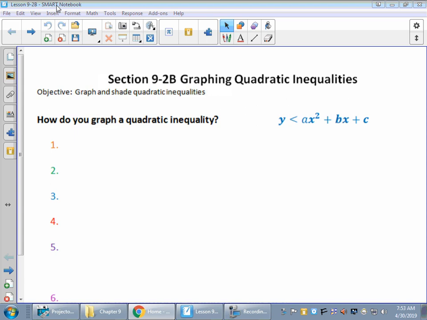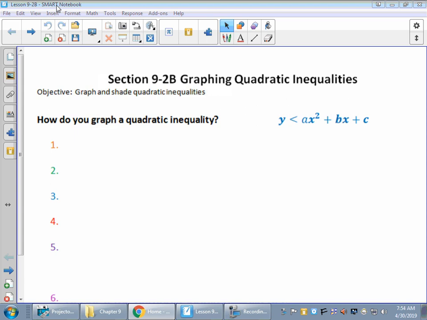Okay, we are in section 9.2b, graphing quadratic inequalities. This is going to be a lot like graphing regular quadratic equations, again with just a couple slight differences. Remember when we graphed linear inequalities, we had to use a dotted or a solid line based on whether it was greater than or less than, or greater than or equal to, less than or equal to. And then we had to shade on one side using the test point. So everything's the same as back in 9.1 when we graphed, except for those last couple steps. So let's go through those steps again.